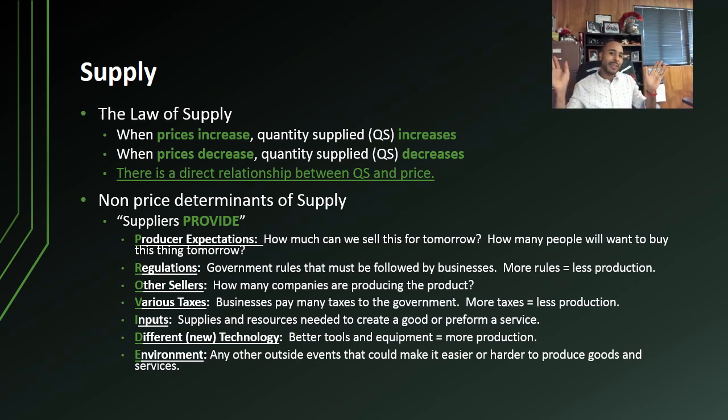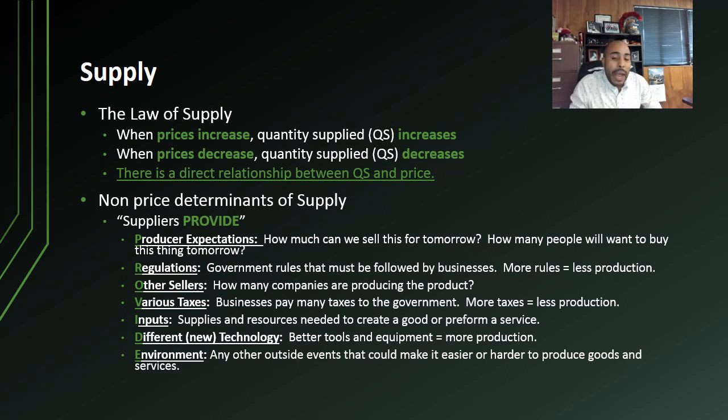But if something other than the price changes, what do we say? Yeah, shift happens, right? Shift happens. So, the things that could cause our supply curve to shift, the way we can remember them is by saying suppliers provide. Suppliers provide. So the P in provide stands for producer expectations.